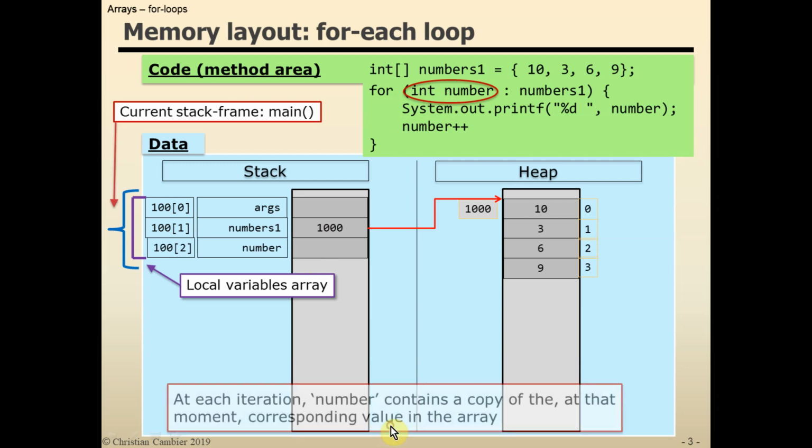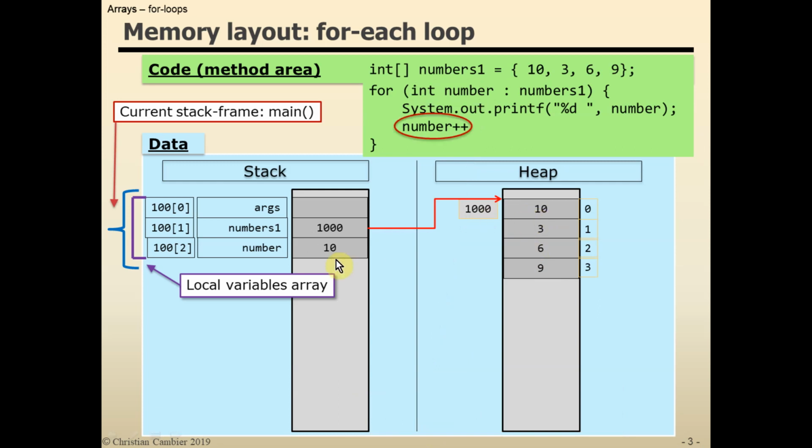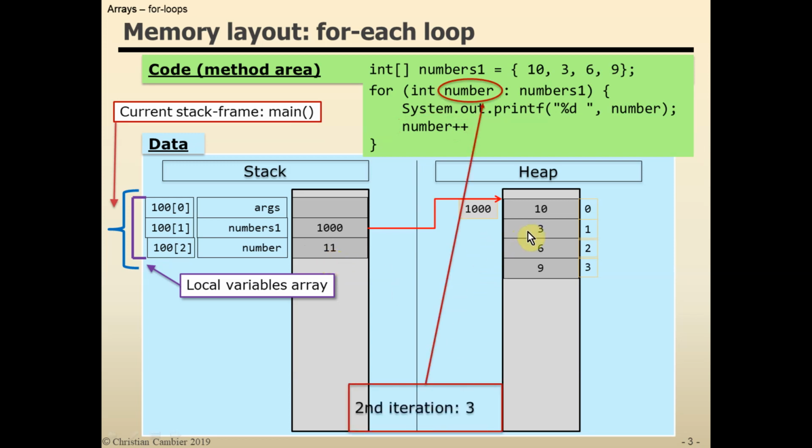And at each iteration, number contains a copy of the at that moment corresponding value in the array. So during the first iteration, number contains a copy of the first element in the array, value 10. Then, when we increment number, we only affect that local variable and not the content of the array. Number then contains the value of 11. At the next iteration, number contains a copy of the second element in the array, 3, and so on.